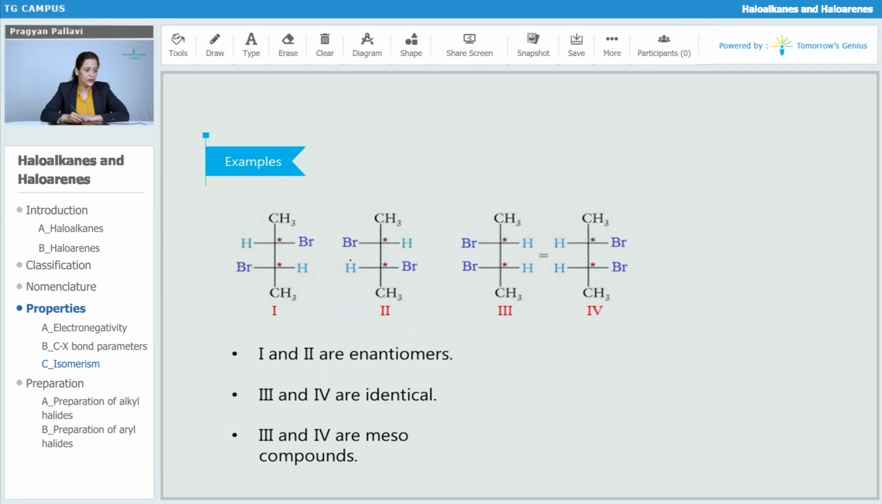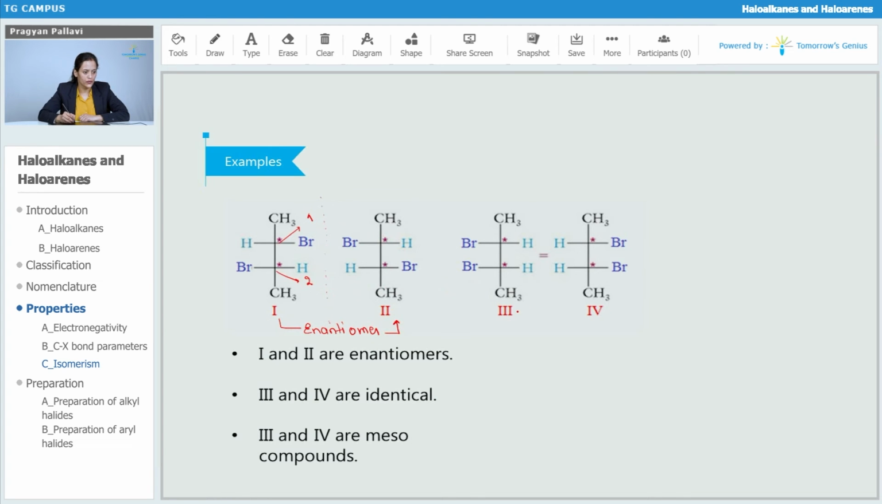Let's see the example. So here we have this CH3, H and Br. Here I have two chiral centers, 1 and 2. And compound 1 is just the mirror image of compound 2, and these are non-superimposable. So here 1 and 2 are called enantiomers. Enantiomers are those isomers which are mirror images of each other but are non-superimposable.